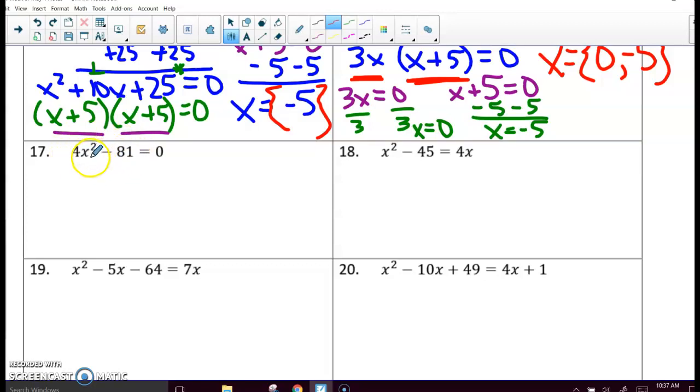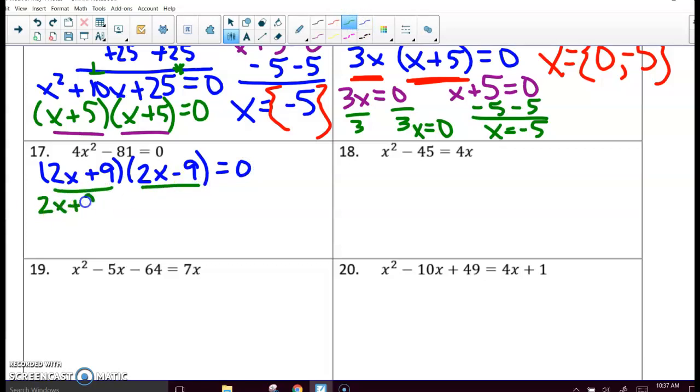What do we square to get 4x squared? 2x. What do I square to get 81? 9. So my two factors are 2x plus 9 and 2x minus 9. I set each of those equal to 0. I then need to get x by itself. So let's focus on the one on the left. 2x plus 9 equals 0.